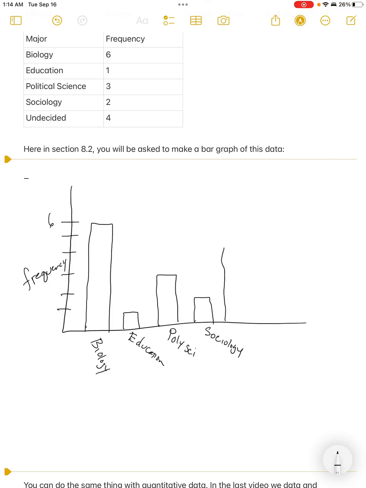And then our last one is up at a height of 4, and we would label that as undecided, UND, whatever you'd like to do, as long as it makes sense. Now, ideally, when you see this, the bars are perfectly the same size, going up to the right height, but this is what we call a bar graph, right?